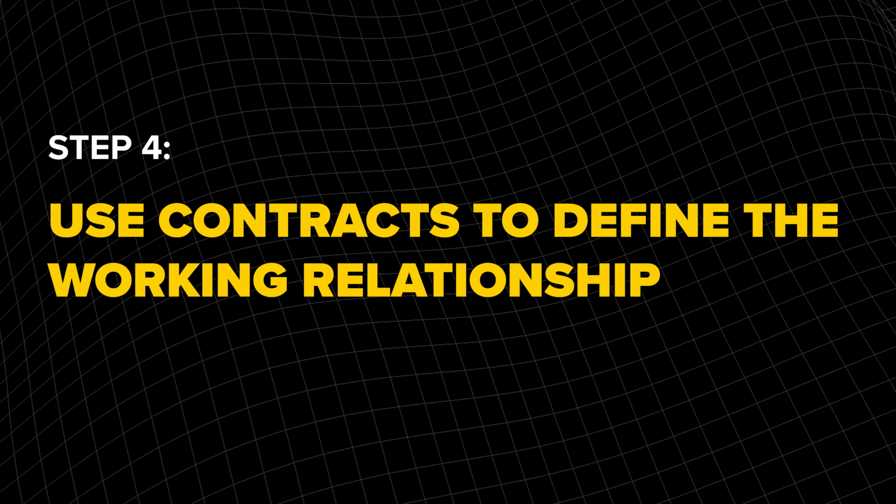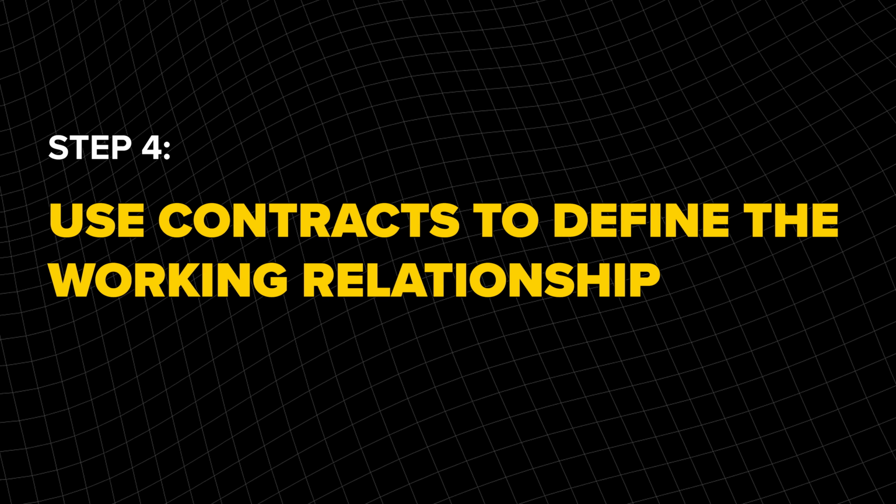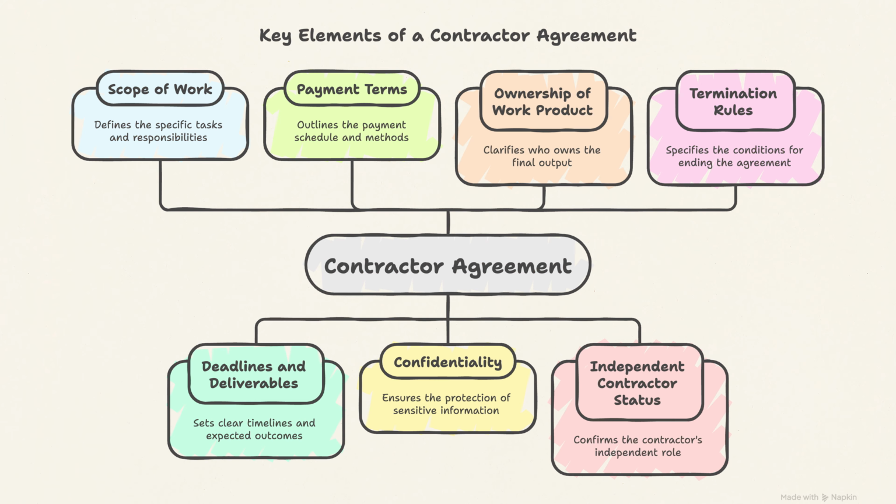Step 4, use contracts to define the working relationship. Every contractor relationship must be documented in writing. This protects you legally and helps you avoid IRS worker misclassification penalties. Your contractor agreement should clearly outline scope of work, deadlines and deliverables, payment terms, confidentiality, ownership of work product, independent contractor status, termination rules. A written contract proves the individual is a contractor and not an employee.